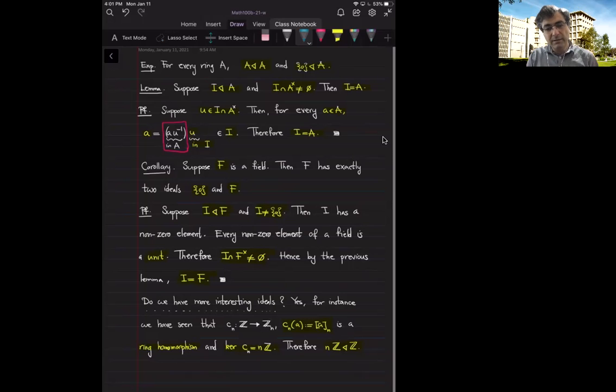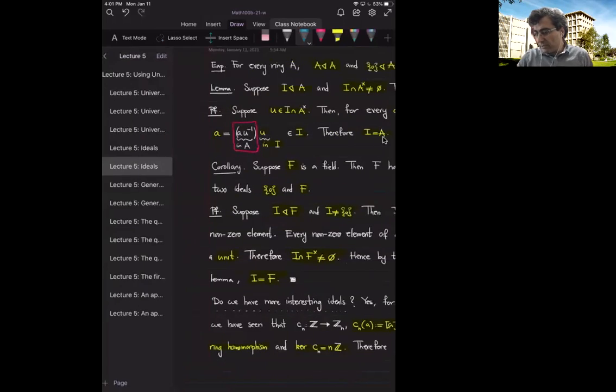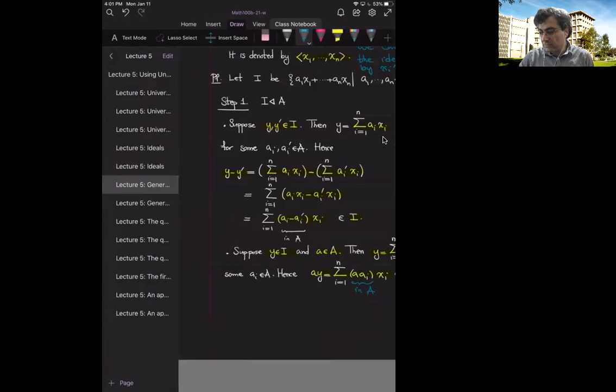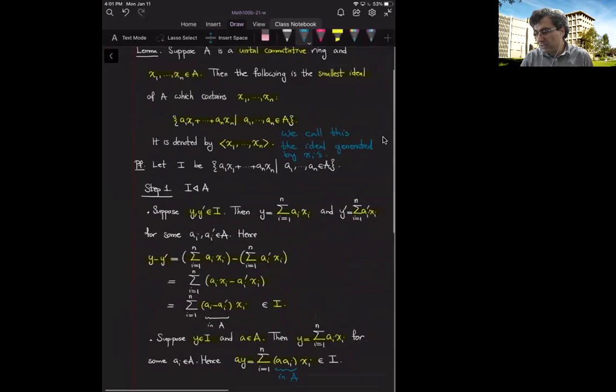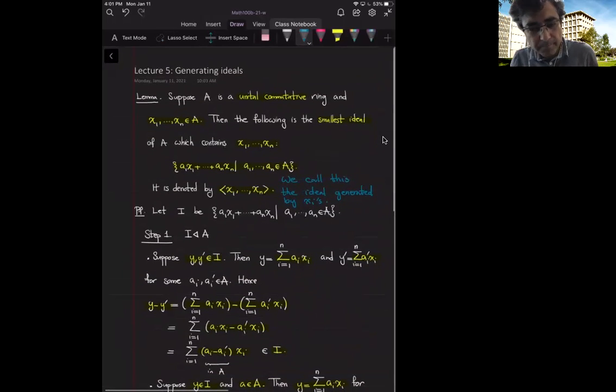So for every non-negative integer n, the set of multiples of n forms an ideal of the ring of integers. But how about an arbitrary ring? Can I construct many ideals? What is the way of constructing them? If I give you a bunch of elements in a ring, can we find the smallest ideal that contains these elements? The answer is yes. This is the way to do it.